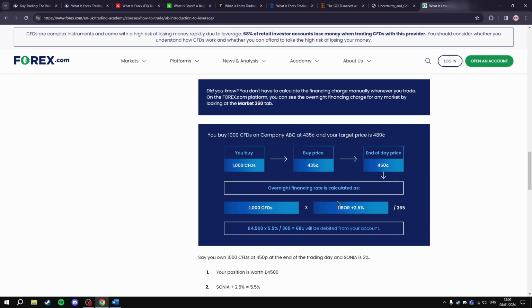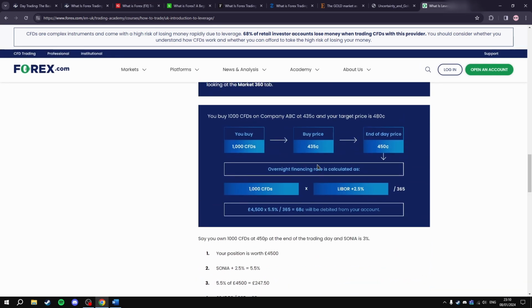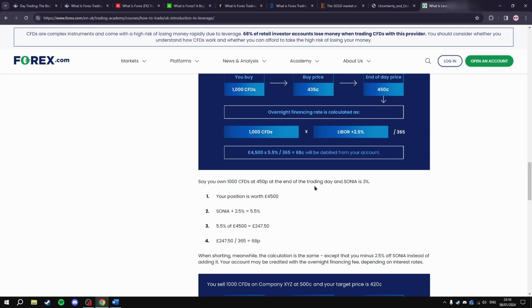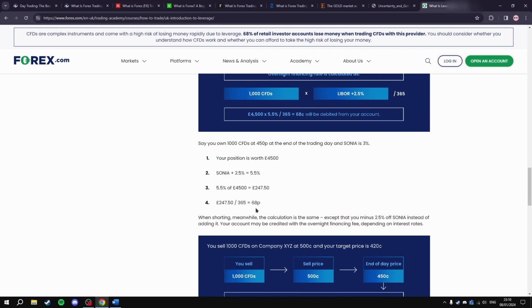Overnight financing is calculated and will be debited from your account. Say you own 1,000 CFDs at 450p at the end of the trading day, and SONIA is 3%. Your position is worth that. SONIA plus 2.5% is 5.5%. 5.5% of that is £247.68p.